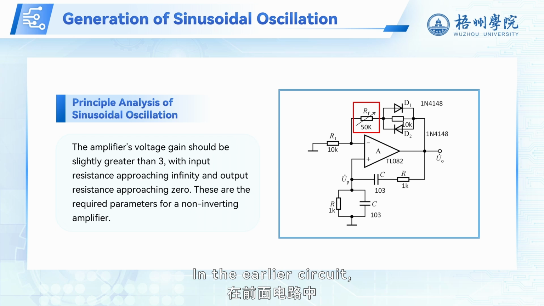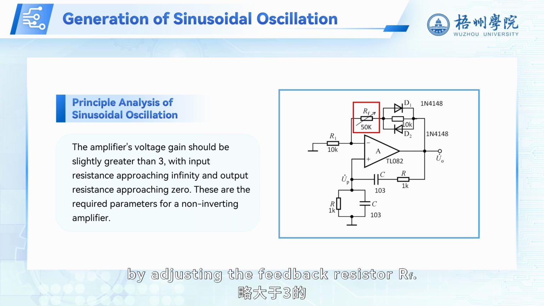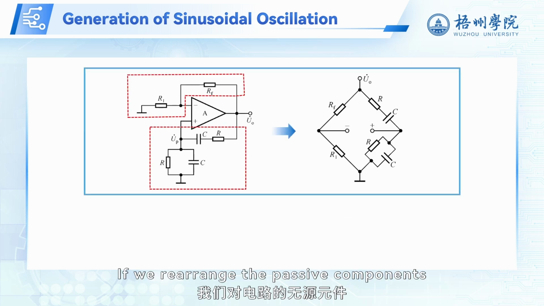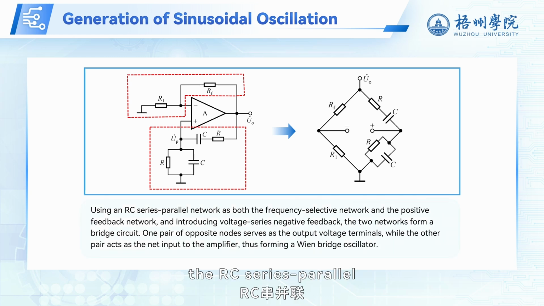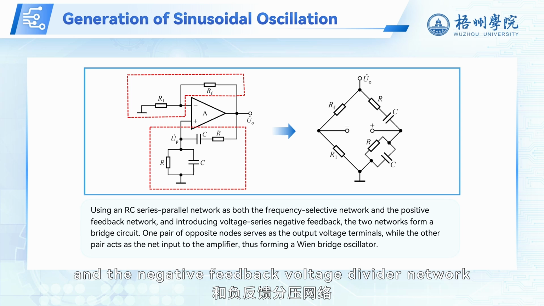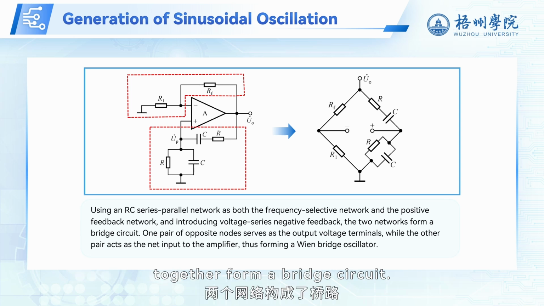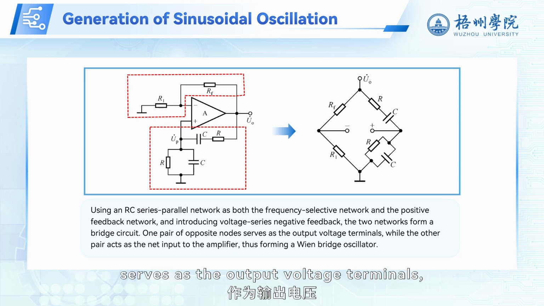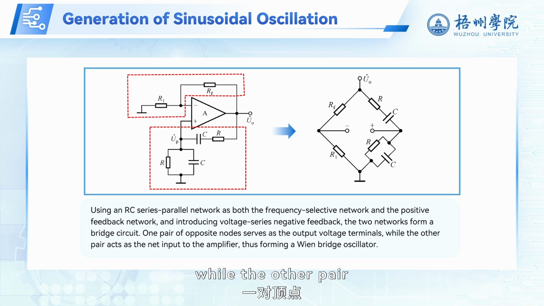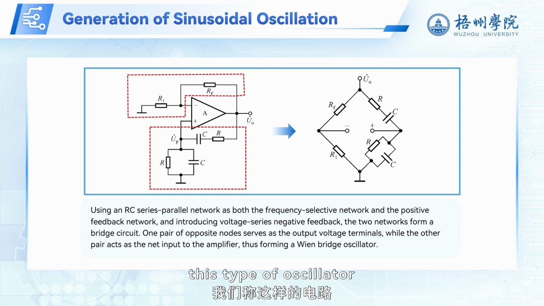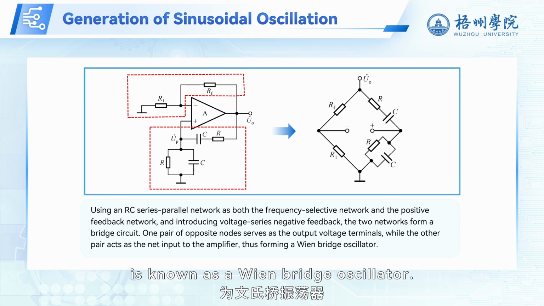In the earlier circuit, we achieved a voltage gain slightly greater than 3 by adjusting the feedback resistor RF. If we rearrange the passive components in the circuit, the RC series parallel frequency selective positive feedback network and the negative feedback voltage divider network together form a bridge circuit. One pair of opposite nodes serves as the output voltage terminals, while the other pair acts as the net input to the amplifier. Therefore, this type of oscillator is known as a Wien bridge oscillator.